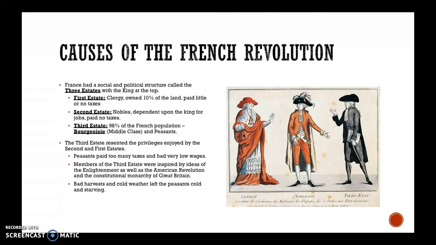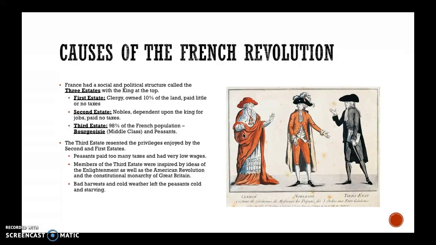Now, previous to the French Revolution, France had a social and political structure that was called the Three Estates. The king was at the very, very top of that political structure. Then the next level was the First Estate. The First Estate was mainly made up of clergy. They owned about 10% of the land, and they paid basically zero taxes, which was totally unfair.